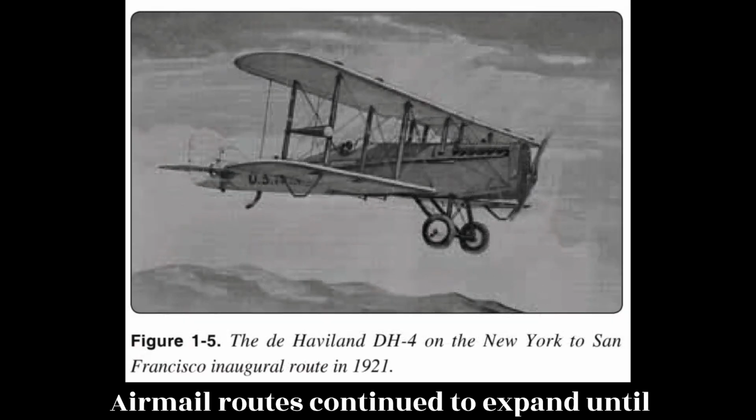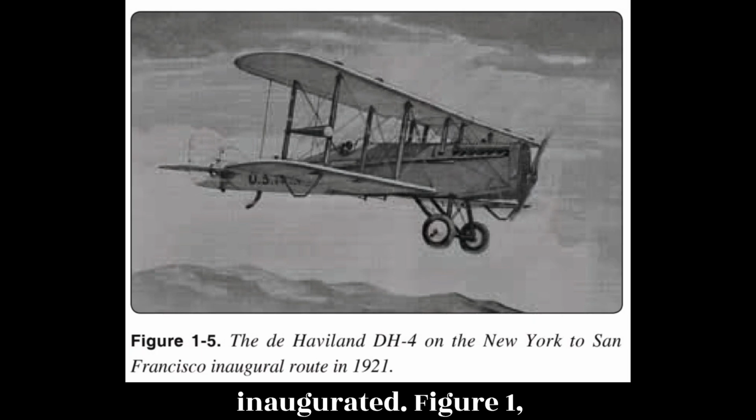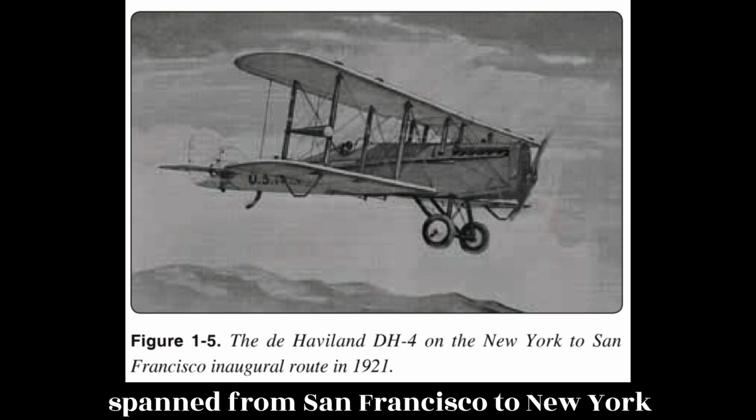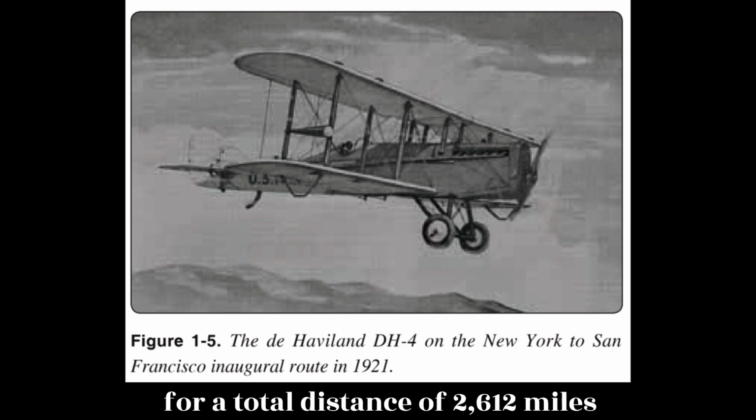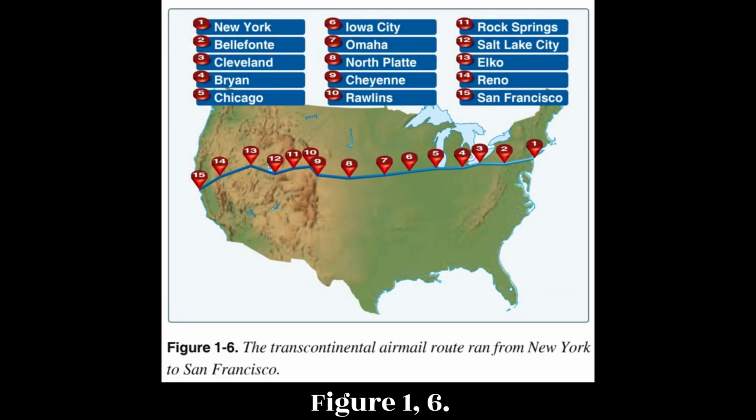Airmail routes continued to expand until the transcontinental mail route was inaugurated. Figure 1.5. This route spanned from San Francisco to New York for a total distance of 2,612 miles with 13 intermediate stops along the way. Figure 1.6.